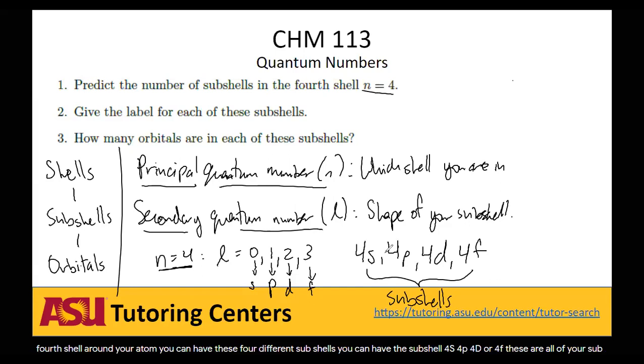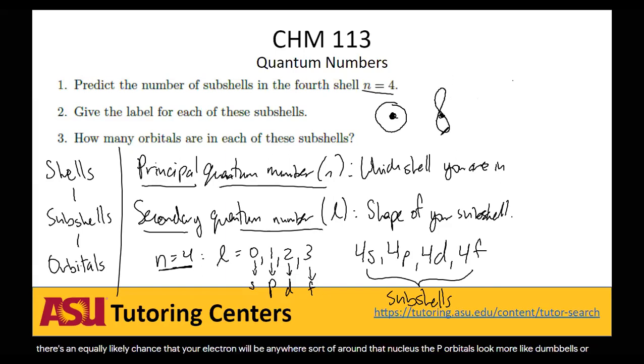The 4 in the beginning of all of these represents what shell you're in, and then the s, the p, the d, and the f represents what subshell you are in within that shell. The s orbitals tend to look kind of like just circles. So here's your nucleus. And the idea is, there's an equally likely chance that your electron will be anywhere around that nucleus. The p orbitals look more like dumbbells or hourglasses.